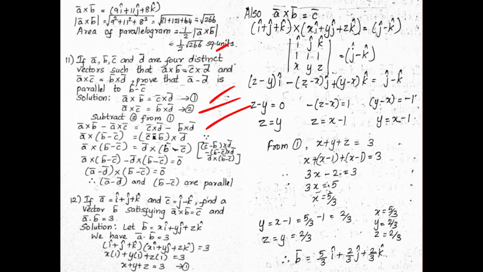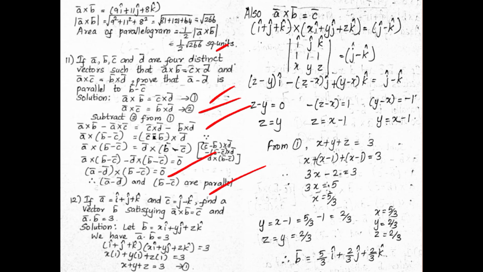Then A vector cross (B vector minus C vector) is equal to D vector cross (B vector minus C vector), since (C vector minus B vector) cross D vector is equal to minus of (B vector minus C vector) cross D vector, which is equal to D vector cross (B vector minus C vector). So A vector cross (B vector minus C vector) minus D vector cross (B vector minus C vector) is equal to 0. Therefore, (A vector minus D vector) cross (B vector minus C vector) is equal to 0. Therefore, A vector minus D vector and B vector minus C vector are parallel.